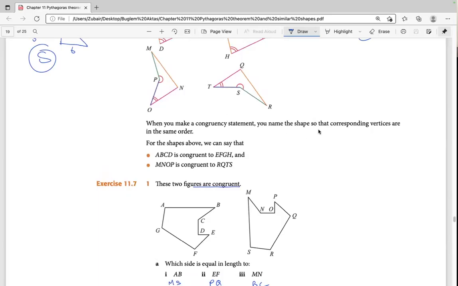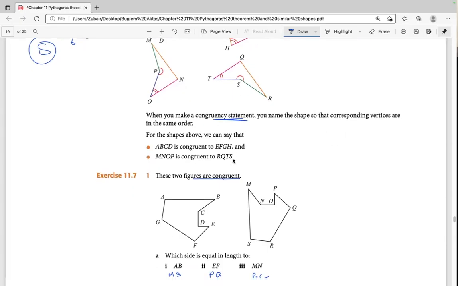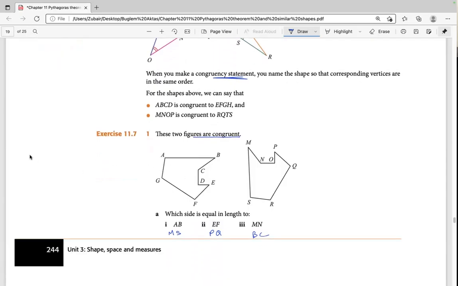We have to name the vertices. When you make a congruency statement, you name the shape so that the corresponding vertices are in the same order. Now see, when you said GAB, can you say that again, GAB? Yes. GAB is congruent to which angle?